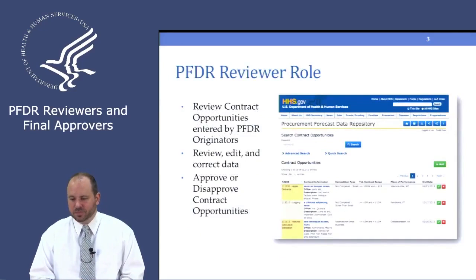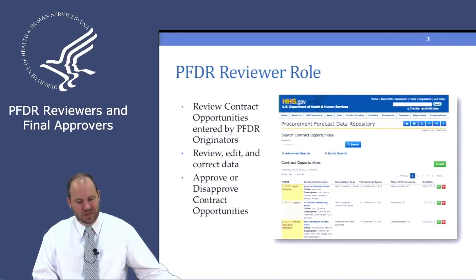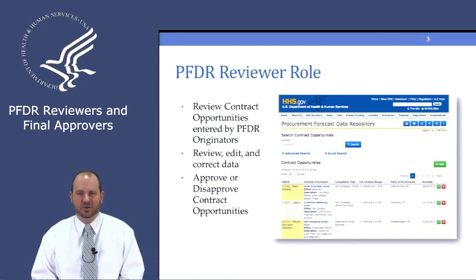As a reviewer, your responsibilities are to review contract opportunities entered in by originators, to review, edit, or correct any data that they've put in, and then to approve or disapprove those opportunities. As a final approver, you are the end of the line for a contract opportunity, and when you click that approve button, it moves from the workflow process that it's gone through to get to you to public and available online for the public to see.